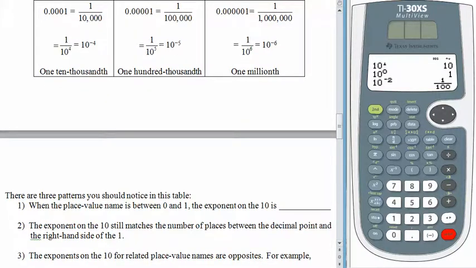And there are a couple of things that we want to notice. The first is that all of these are place value names that represent fractions. They're things that are between 0 and 1. And each one of these has, I'll highlight it here, a negative exponent.